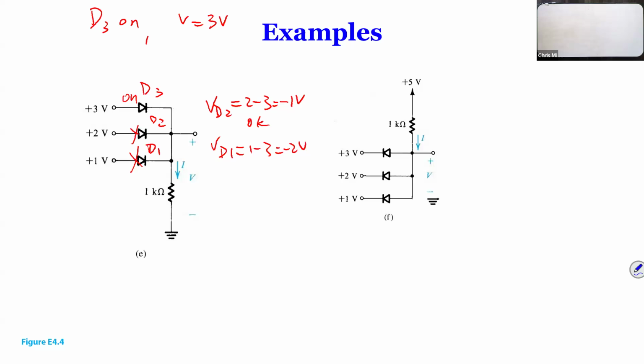It's actually very simple. So moving on to another circuit, we have 5 volts up and then 3, 2, and 1 down. Here, of course, we can do the same thing. We can assume D3 on, and see what happened. So we assume D3 on, we have V equal to 3 volts.